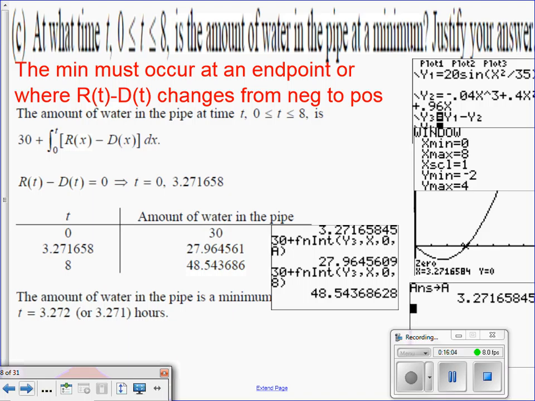Well, you take how much water you had at time 0, which is 30, okay? And then you add the integral of rate in minus rate out from 0 to 8. Just like when I wanted to find out how much water I had at 3.272, I took 30, the amount at time 0, and I added the integral from 0 to 3.272 of rate in minus rate out. But you integrate rate in minus rate out to get the change, and then you add that to your starting value. You'll figure out these values.